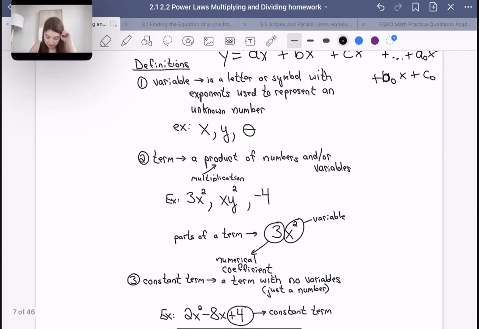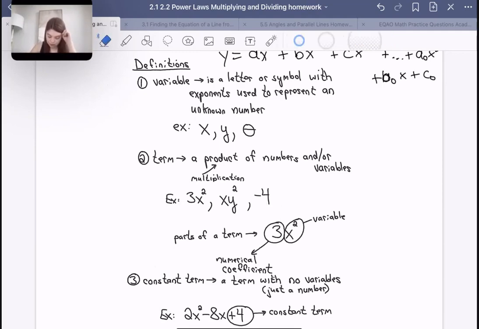A variable is a letter or symbol with exponents used to represent an unknown number. So for example, x and y and theta are variables because they're representing something that we don't know. A term is a product of numbers and or variables. So it's basically a coefficient and a variable. Now that variable can have an exponent. A term is also something like -4, which is just a constant, because -4 technically is the same as -4 multiplied by x to the power of 0, right?